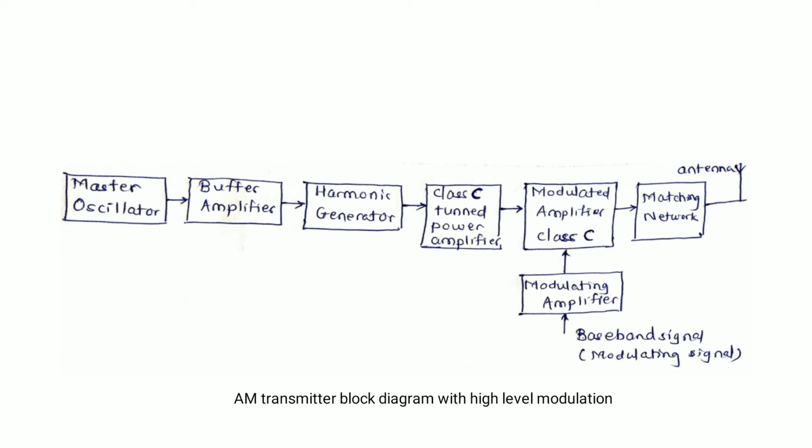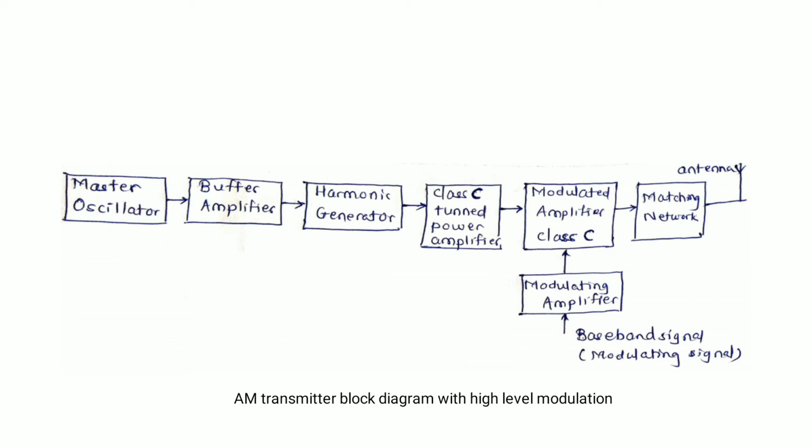Now here, the power of the signal is amplified before modulation, so it is called high level modulation. The power of the signal is amplified before this modulation, because modulation is done in this amplifier. So using the class C amplifier, the power of the signal is amplified before modulation, so it is called high level modulation.